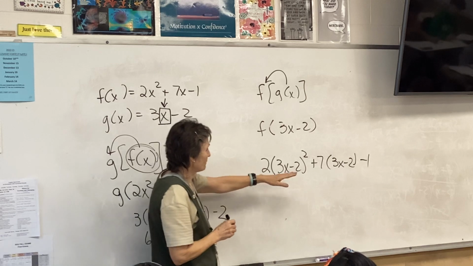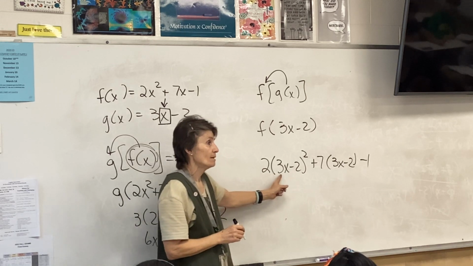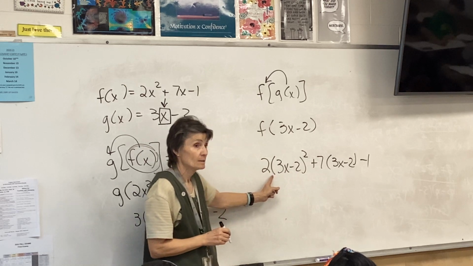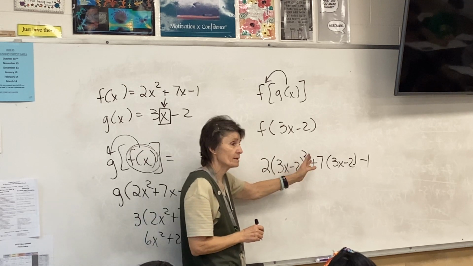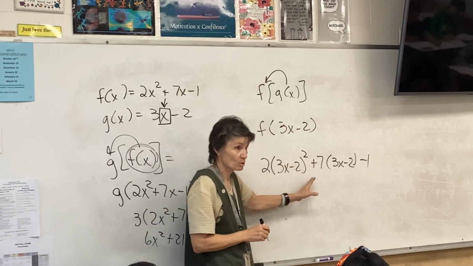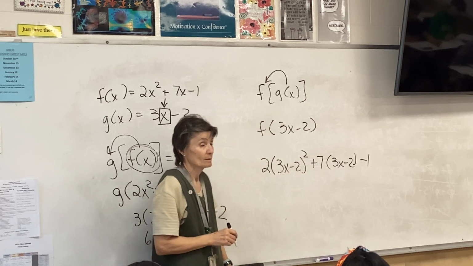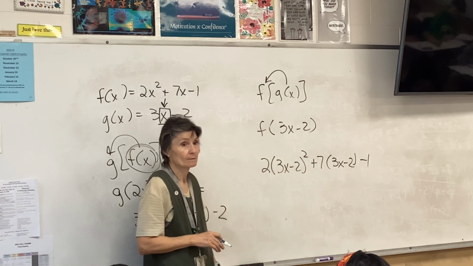Now, when you simplify this one, please be careful. This right here is a FOIL. Please don't distribute. Don't square. No, it's a FOIL. So you've got to do 3x minus 2 times 3x minus 2. Right? And then distribute the 2 out here.